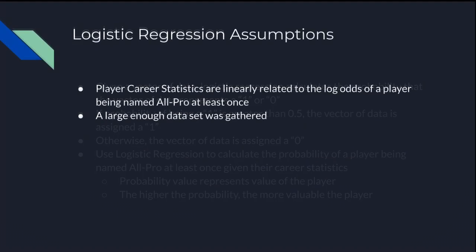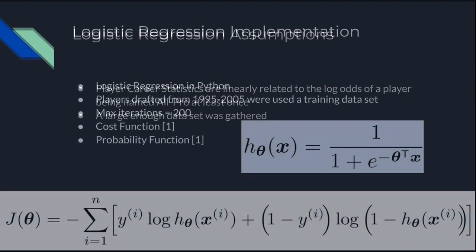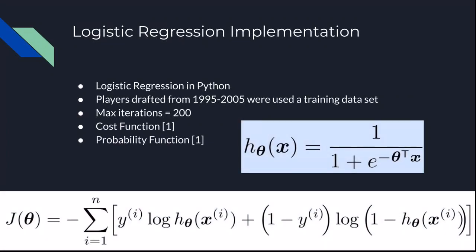In order to use logistic regression for this problem, we assumed that player career statistics are linearly related to the log odds of a player being an All-Pro. We also assumed that a large enough data set was gathered. In order to actually implement logistic regression, we wrote code in Python.